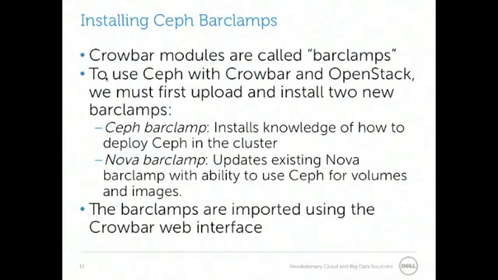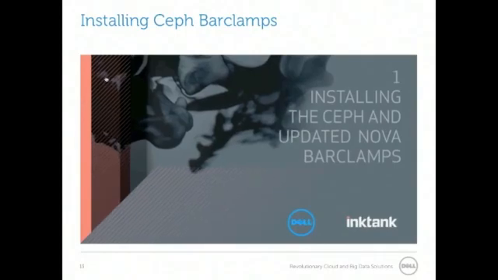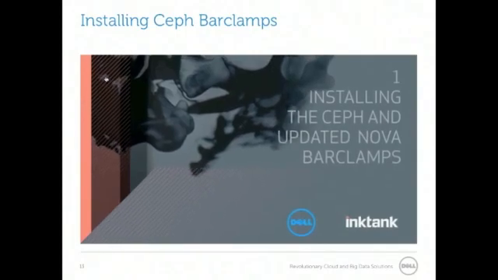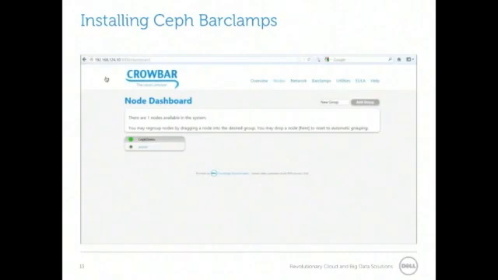Crowbar modules are called bar clamps. To use Ceph and OpenStack, we must first upload and install 2 new bar clamps using the Crowbar web interface. The Ceph bar clamp installs knowledge of how to deploy Ceph in the cluster. The new Nova bar clamp updates the existing Nova bar clamp with the ability to use Ceph for volumes and images. So in this part of the demo, we'll show how the new Ceph and Nova updated bar clamps are installed.